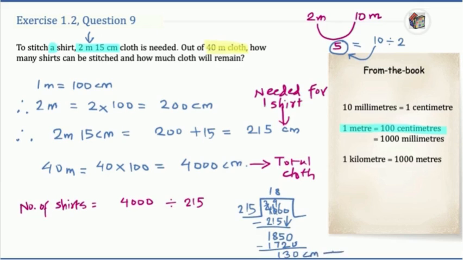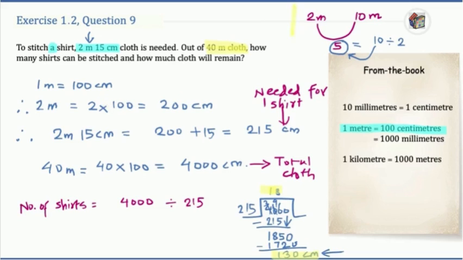Now you see, this that is left is not enough to make another shirt, because for one shirt you need 215 centimeters, and this is just 130. So how many shirts can you really make? You can make a total of 18 shirts. And how much cloth will remain? This much, 130 centimeters of it will still remain.